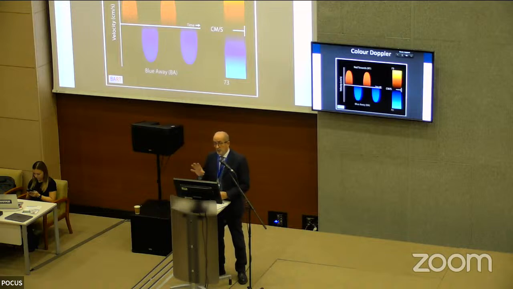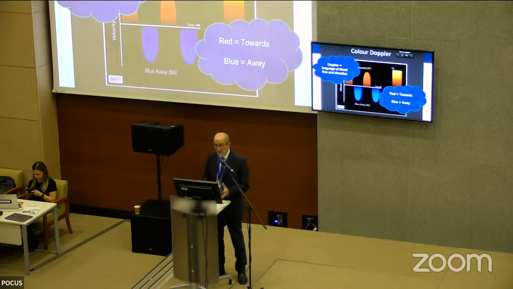Color Doppler is important for regurgitation. So now we move to the color Doppler evaluation with the typical red and blue images. So what is color Doppler? Doppler in general is the language of the blood flow and direction. And the rule is that by convention, what is red is towards the probe, and what is blue is away from the probe.